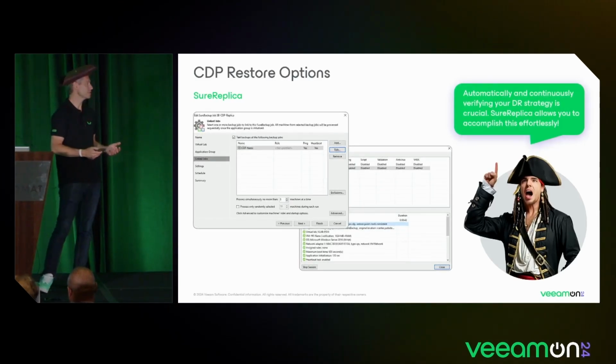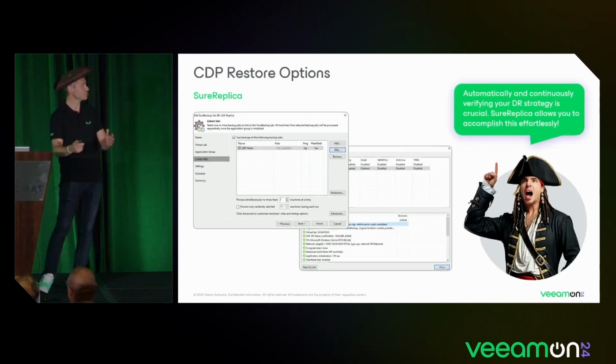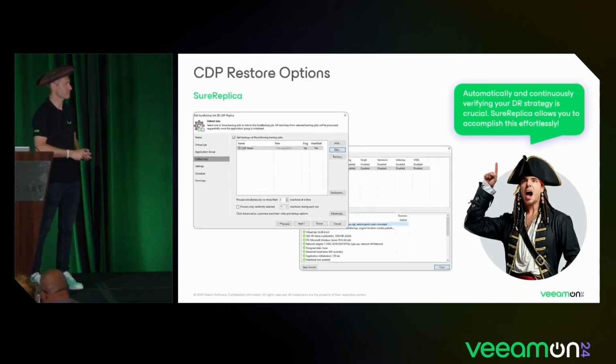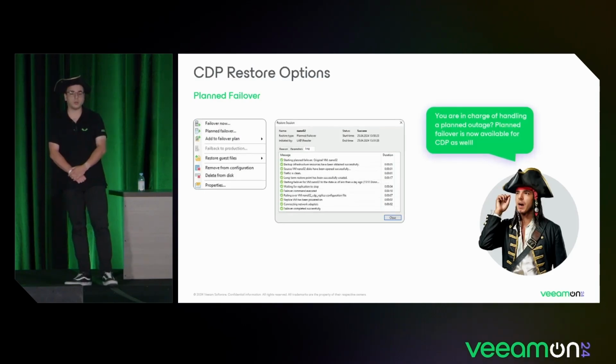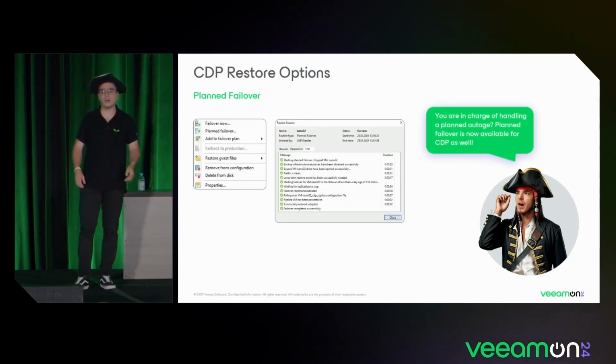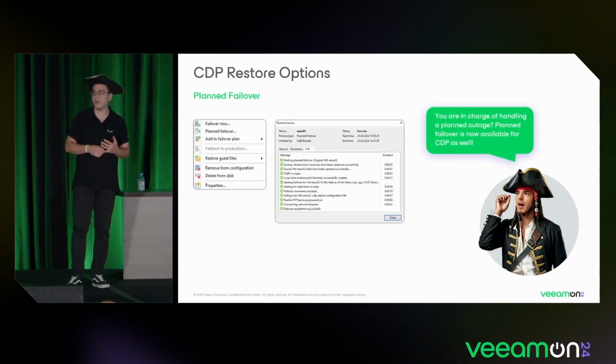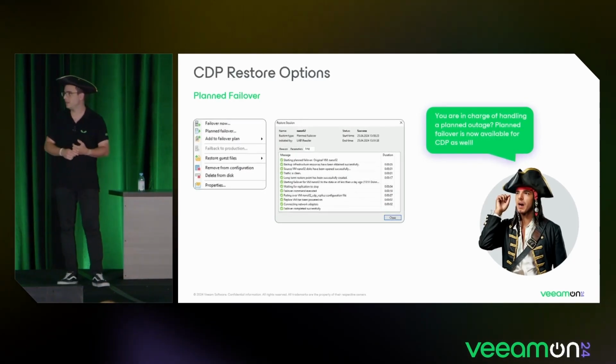When we talk about CDP, we should also talk about the disaster itself. And here it would be great if I have a possibility to switch in case of a coming disaster without data loss to my second data center. Yeah, you must be talking about planned failover, which is also now available for CDP replicas. So you can just run a planned failover as you would do for general VM replicas.